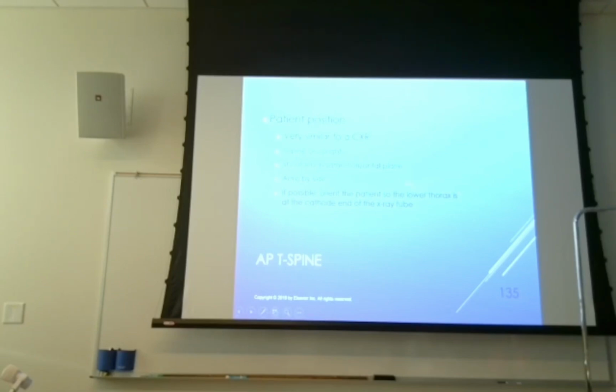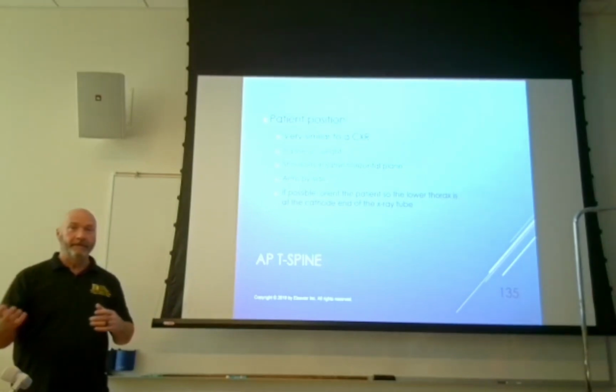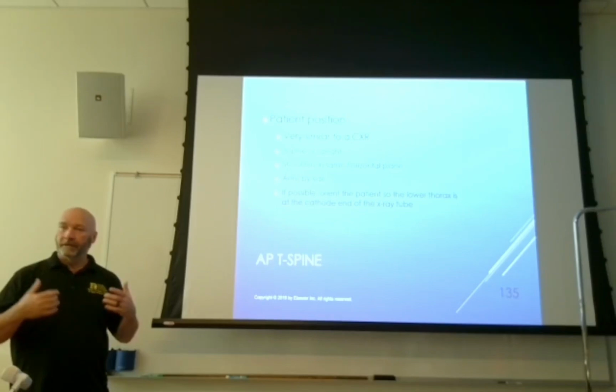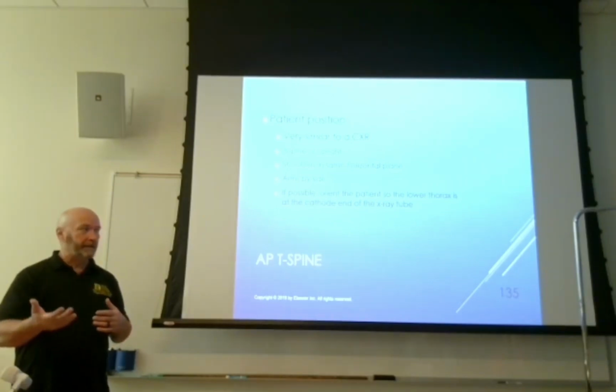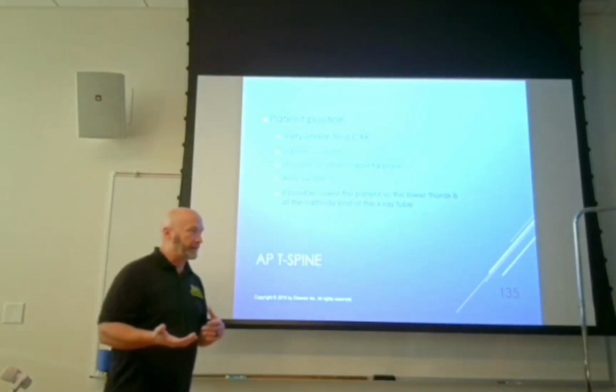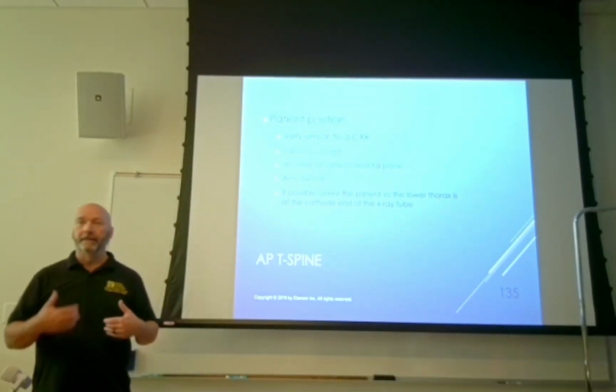All right, so what this is referring to down here at the bottom: if possible, orient the patient so that the lower thorax is at the cathode end of the x-ray tube, as Amy talked about with the anode heel effect. Okay, that's what that's referring to. The greater intensity is at the anode end of the X-ray tube. Since there's a greater intensity at the anode end, we'll put the thicker anatomy on that end.